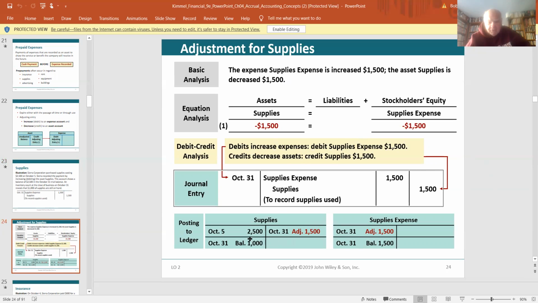You had $2,500 in the trial balance at the end of the month. Now you only have $1,000 because you adjusted this out, okay? So that's an example of a deferral, a prepaid expense.